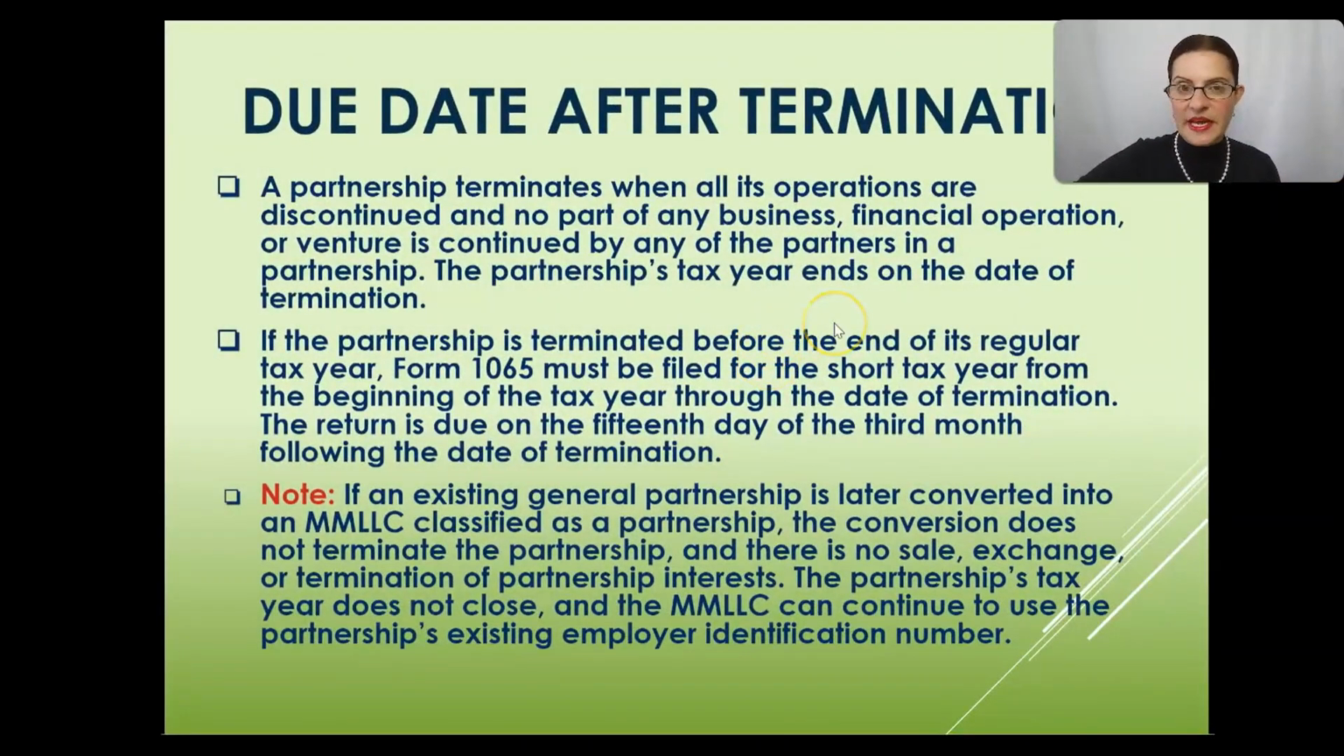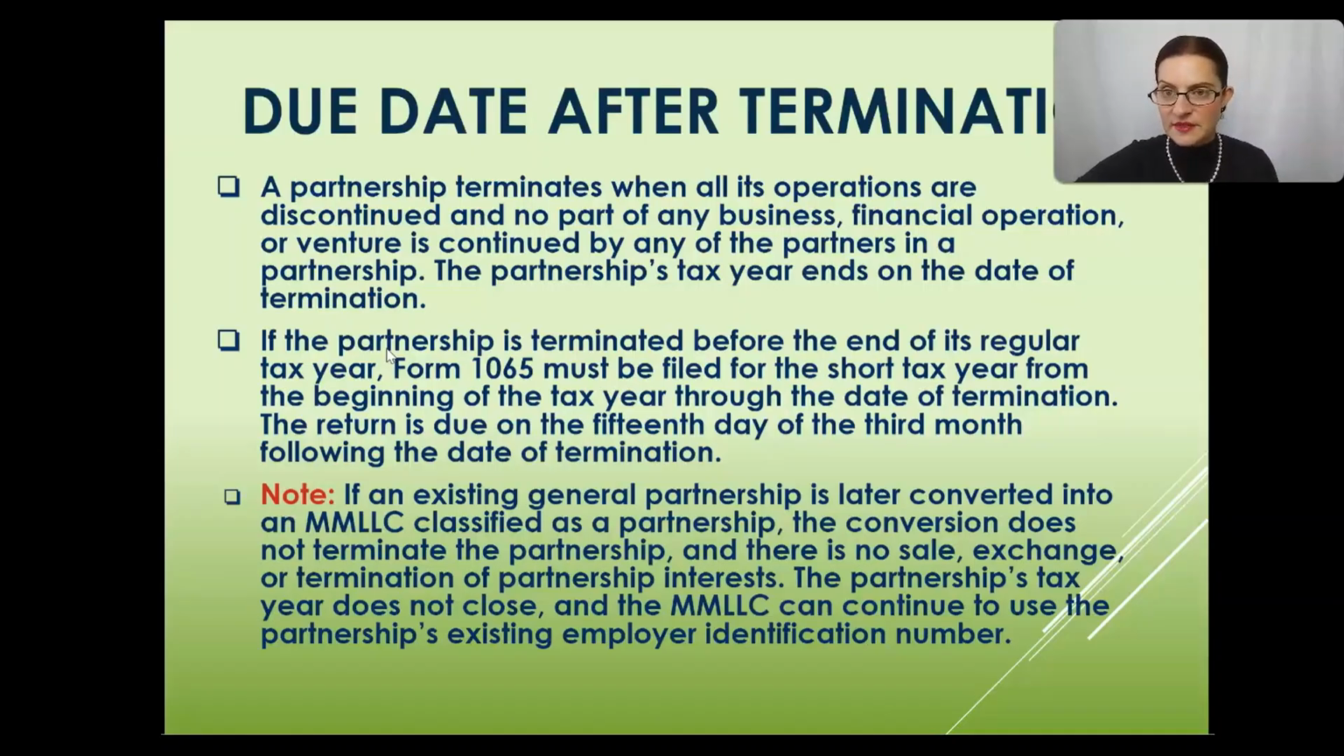After a partnership terminates, when its operations are discontinued and there's no business anymore, the partnership tax year ends when it's a dissolution or a termination. I think you need to know what the due date is for a partnership that terminates. Sometimes they will ask you a question like this. If you have a partnership that terminates before the end of its regular tax year, let's say it's a calendar year partnership, and normally it reports its income and loss just like an individual, January 1st to December 31st. That's a calendar year partnership.